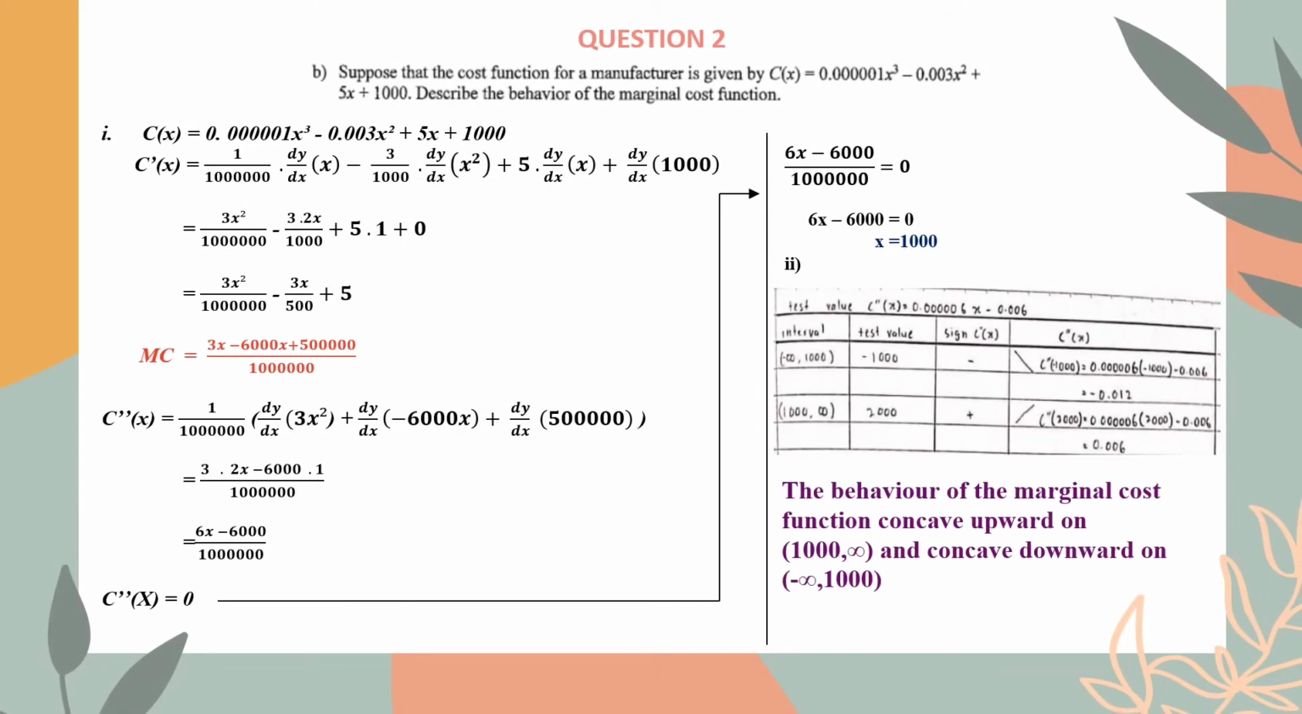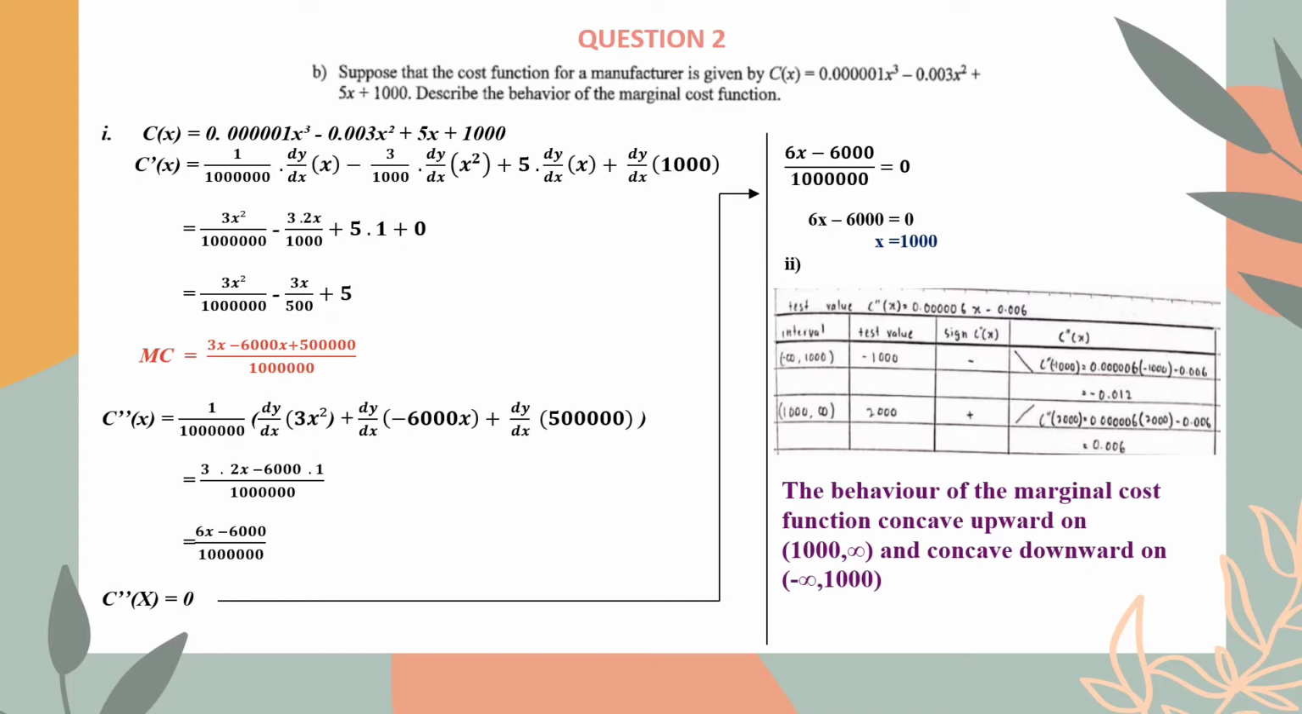Question 2. Suppose that the cost function for a manufacturer is given by C(x) = 0.00001x³ − 0.003x² + 5x + 1000. Describe the behavior of the marginal cost function.